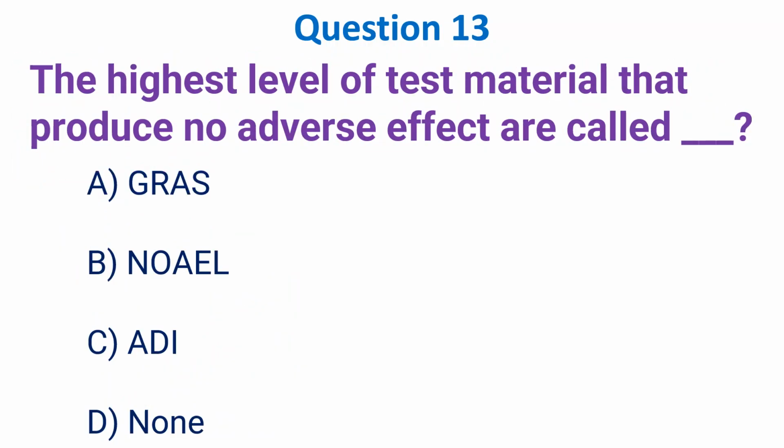Question number 13. The highest level of the test material that produce no adverse effect are called. Options are option A, generally regarded as safe, that is GRAS. Option B, NOEL, that is the no observed adverse effect level. Option C is ADI, that is acceptable daily intake. Option D is none. So here our correct answer is NOEL, that is no observed adverse effect level.